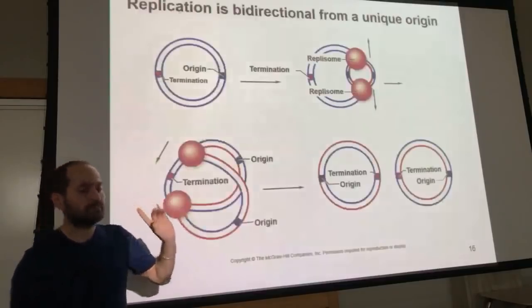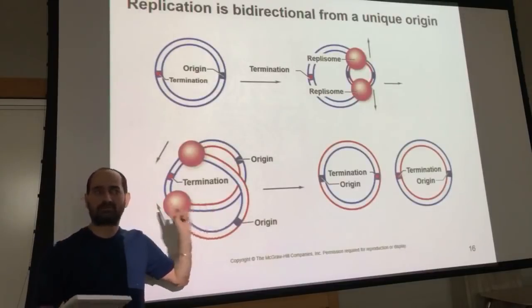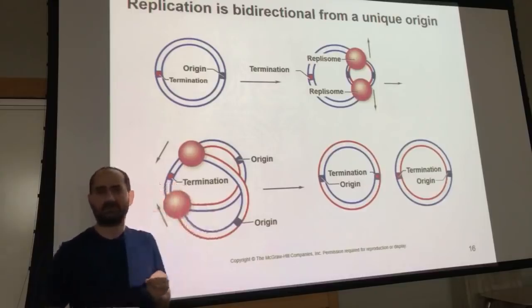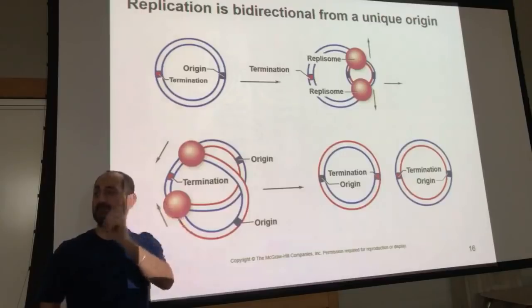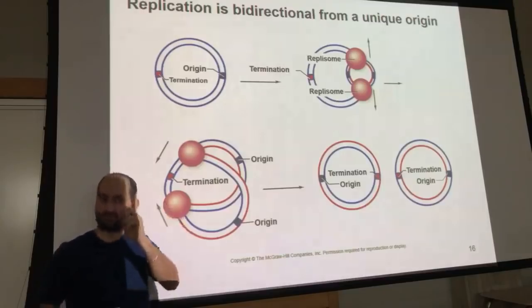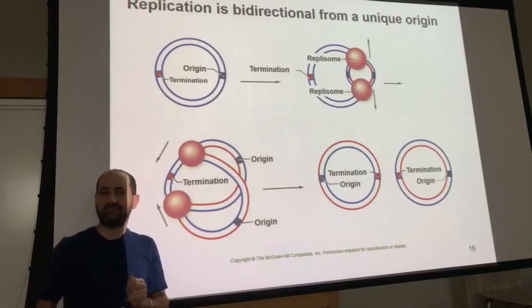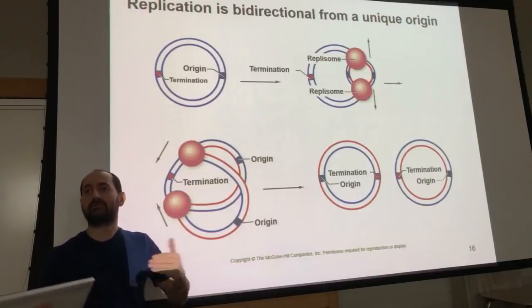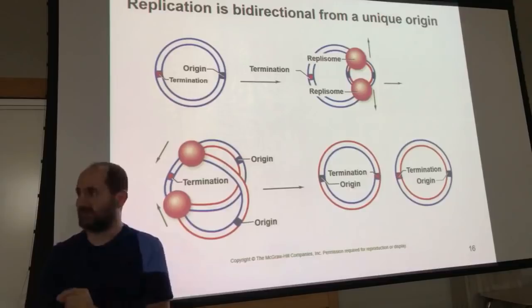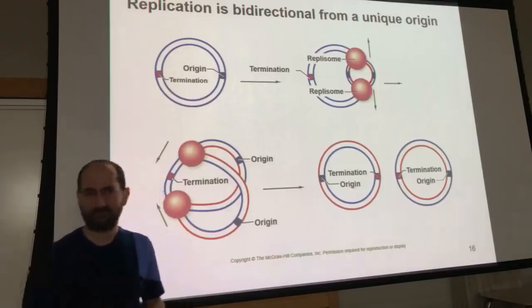Real quick, prokaryotes, remember how they have one circularized chromosome? How many origins of replication do they have? 1, that's what you need to know. Prokaryotes have 1 origin of replication. Eukaryotes, they have a lot more to copy, so they have multiple origins of replication. That's what you need to understand for the exam.